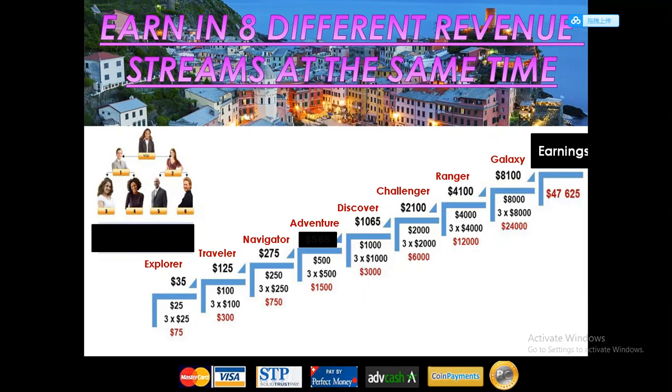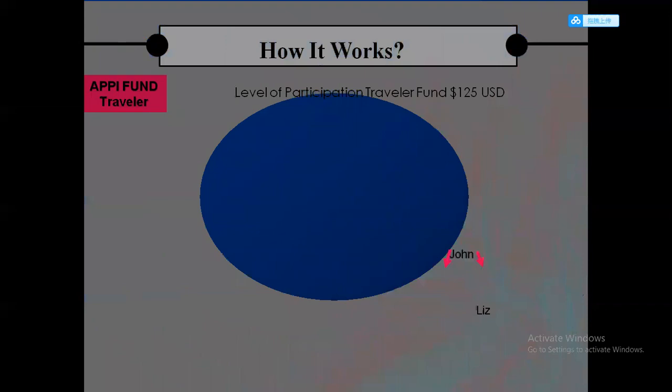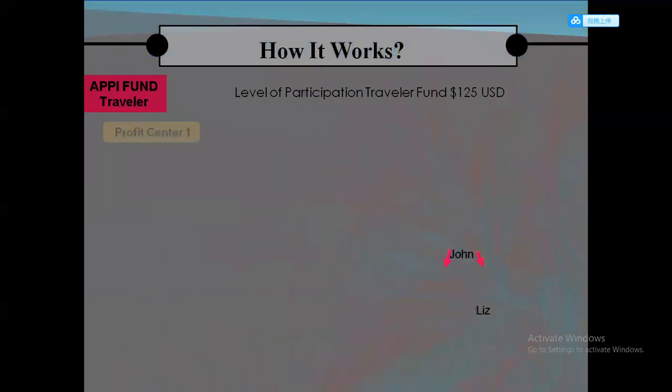If you are on this Traveler Fund. If you are on the Explorer, you have to pay at least $10 for the templates. But from the Traveler onwards, there's no top up, nothing that you have to pay. So it's very exciting. So this is how the API Traveler Fund works.